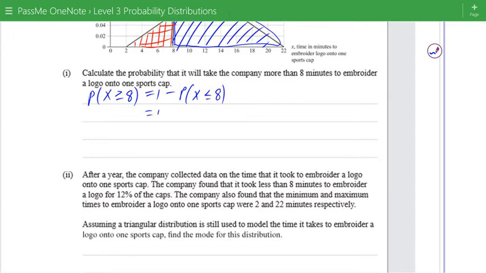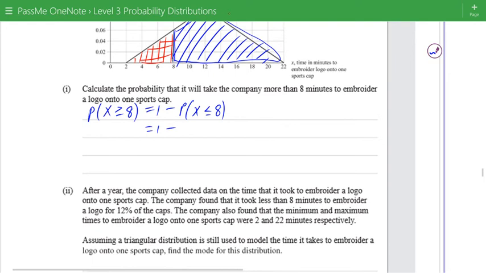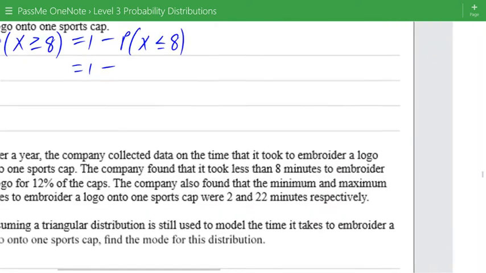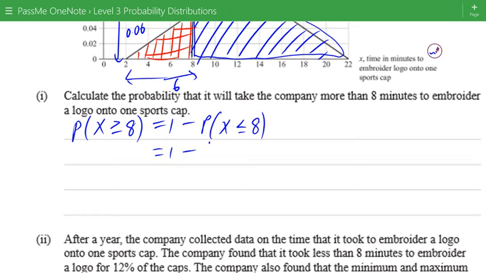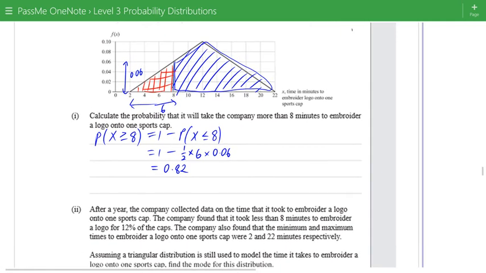and that probability is just going to be the area of that triangle. So a triangle is a half base times height, and our base here is 6 and our height here is 0.06, and so it's going to be a half times base times height, and we can put that into our calculator and we get 0.82, and that's our probability.